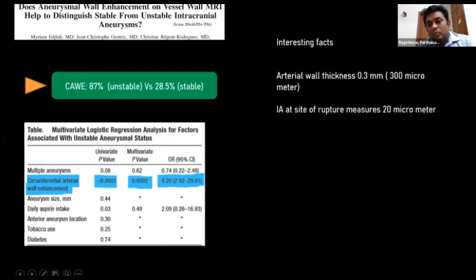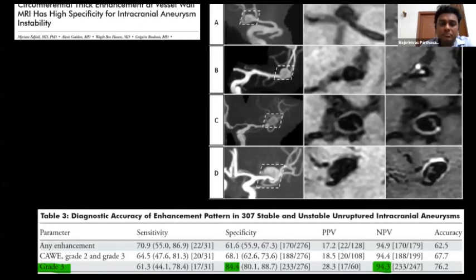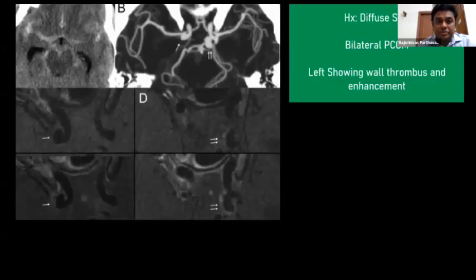We know the arterial wall thickness is 0.3 mm, but the rupture site is around 0.02 mm or so. This is something of interest to me because we do coiling and we are very careful to prevent intraoperative ruptures. Another paper says if there is a circumferential wall enhancement of more than a millimeter or so, these are aneurysms which are likely to be unstable in terms of change in morphology over a period of time. There can be compressive symptoms and there is a risk of rupture in future.